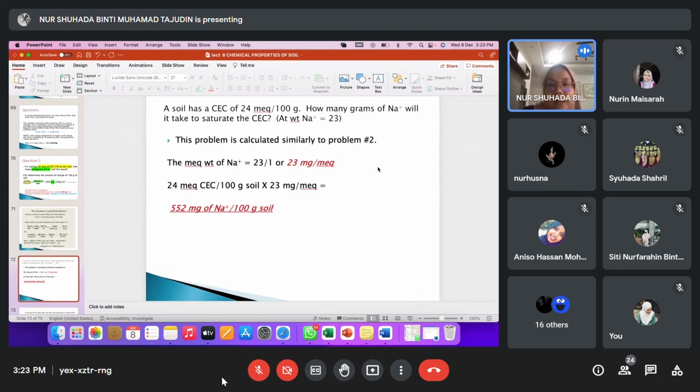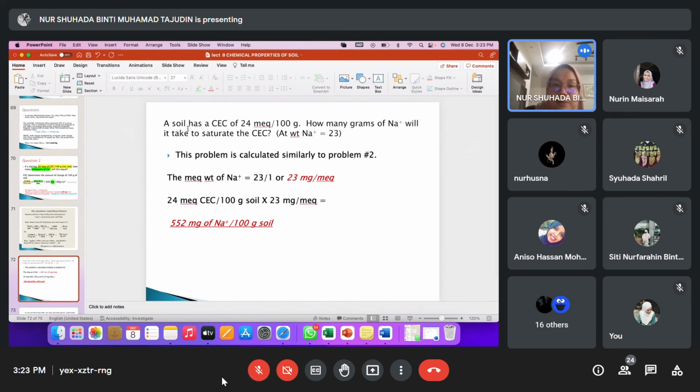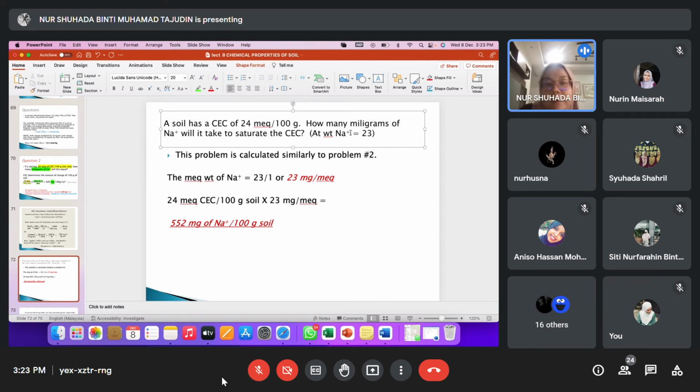Okay, so this is another question, similar to that question. Just to show you, a soil has 24 MEQ per 100 gram. So how many milligrams of Na will it take to saturate the CEC? So 24 times 23 over 100 grams of soil.